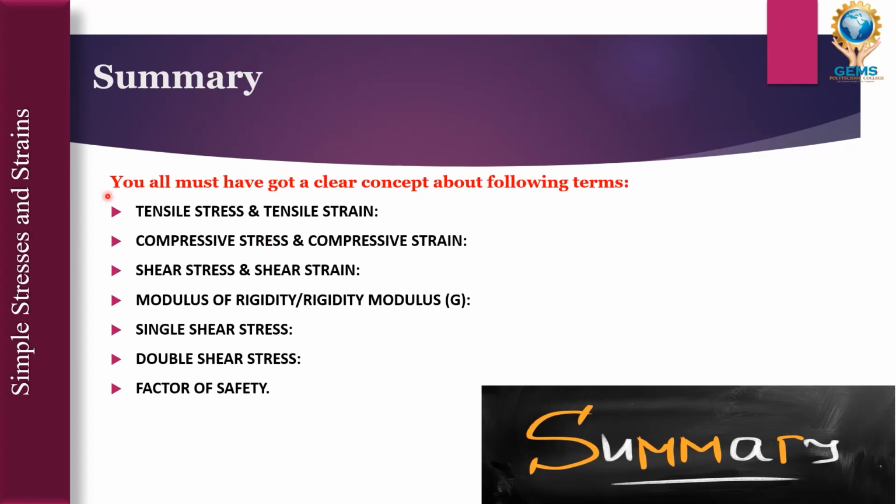Already we have completed all our content such as tensile stress, tensile strength, compressive strain, shear strain, modulus of rigidity, which is also known as rigidity modulus, single shear stress, double shear stress, and finally we have seen factor of safety. So once again we will summarize these things. What is tensile stress and what is tensile strain?